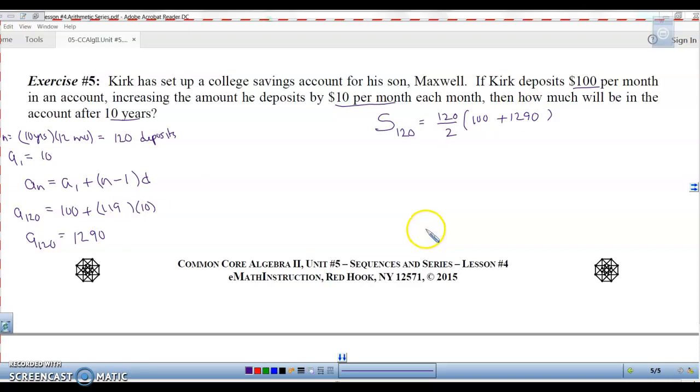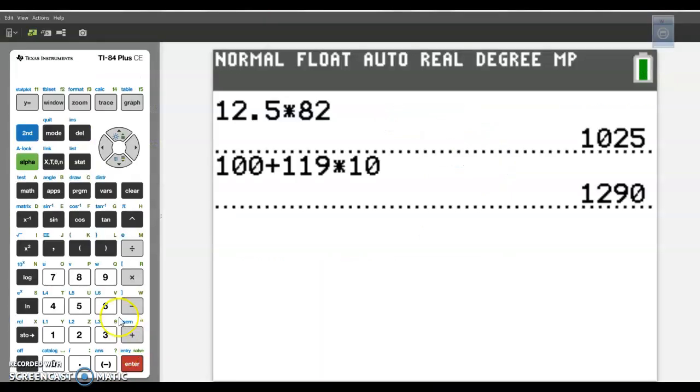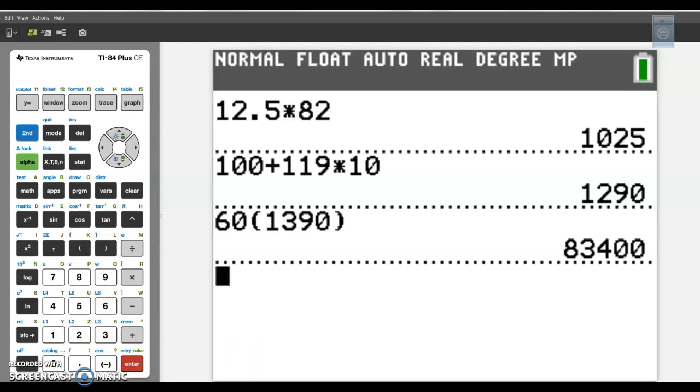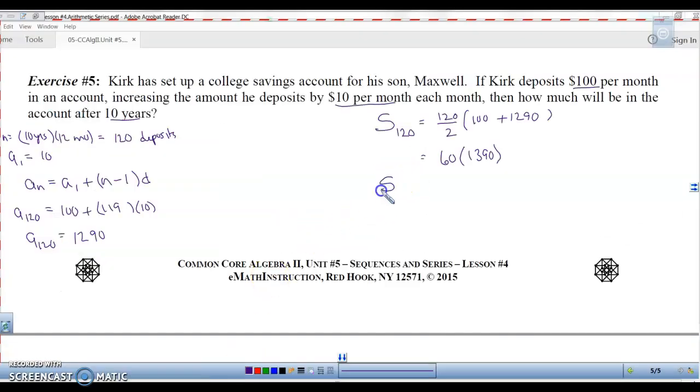Now all I have to do is pop this in my calculator to figure out what the sum is going to be. 120 divided by 2 is going to be 60 times 1,390. If I grab my calculator, 60 times 1,390 is going to be 83,400. So when I add up all his deposits in his account, he should have $83,400 after 10 years.